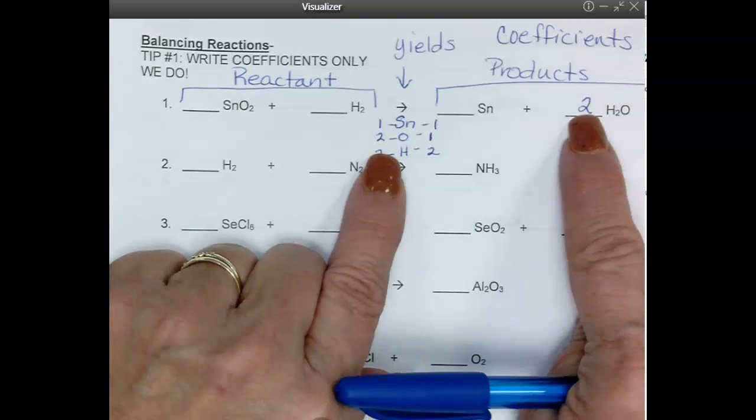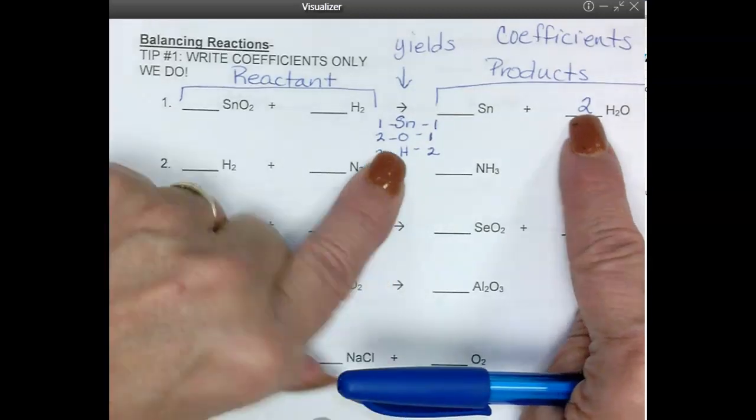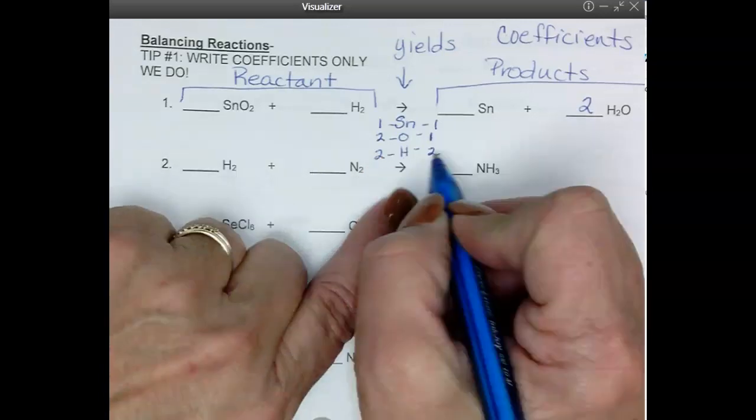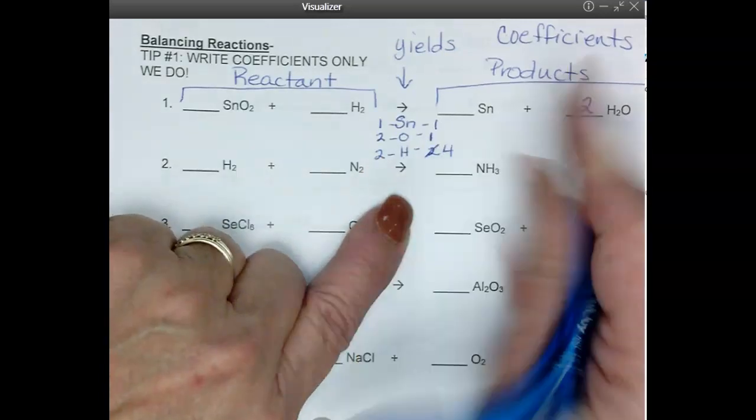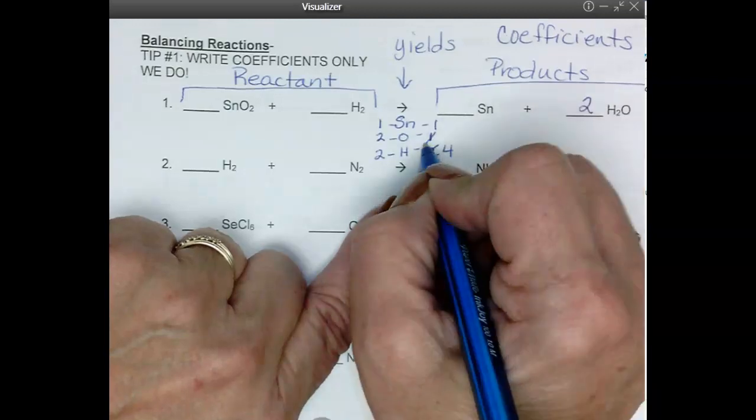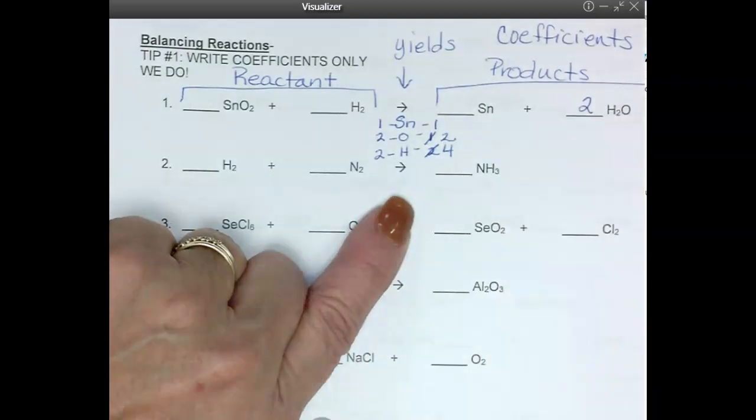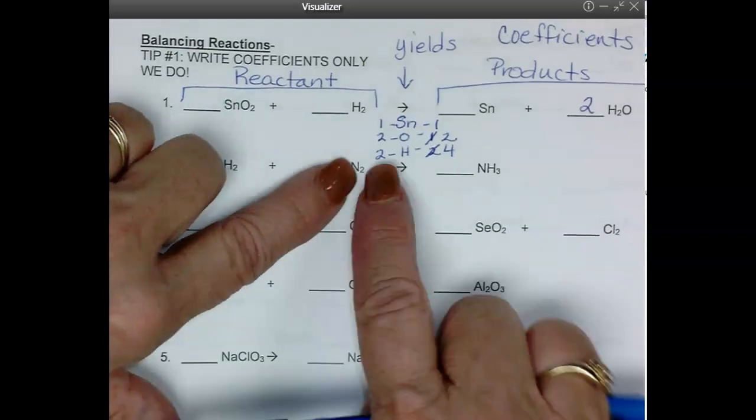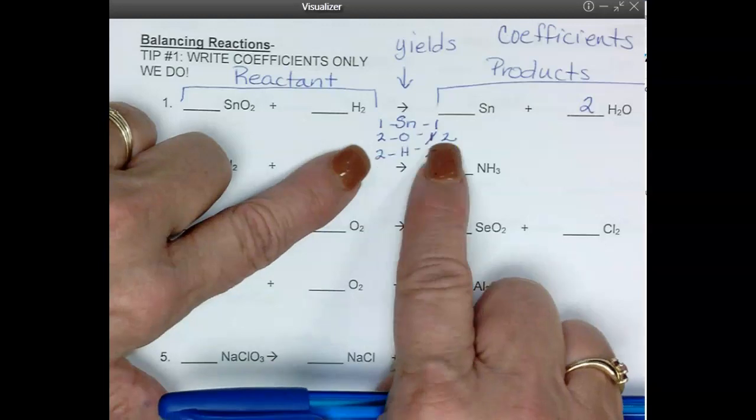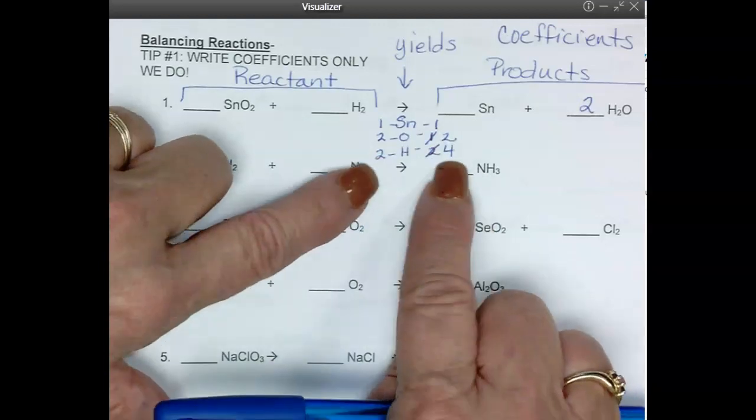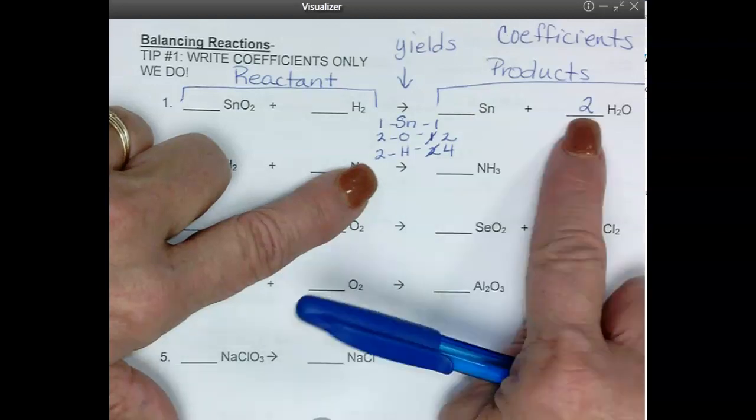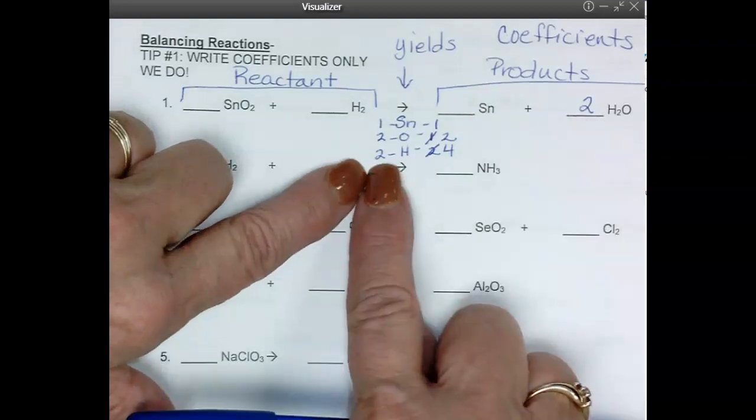So when I put this 2 here, I have to recount. Okay? So I now have 4 hydrogens. Okay? And I have to have 2 oxygens. Okay? So I was able to get my H the same number. Now my oxygens are the same number, but I messed up my hydrogens. So I have 4 on this side now, but I only have 2 on this side.